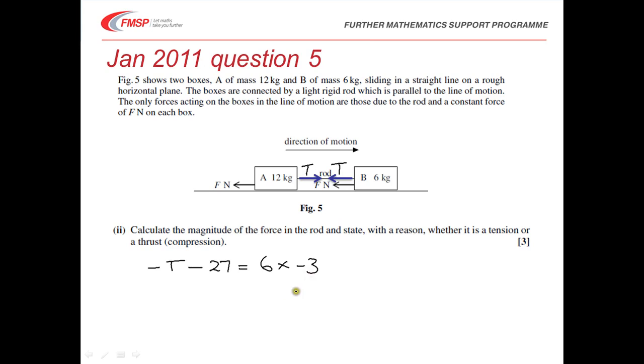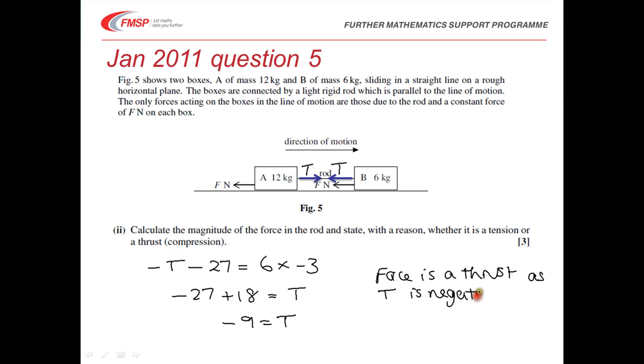Bring T over onto this side: minus 27 plus 18 is equal to T, and so T is minus 9. What does that tell me? Well, it tells me I chose the wrong direction. I thought it was a tension, but a negative tension means the force is acting the opposite way. So the force is a thrust, as T is negative. And then we can say it is a thrust of 9 newtons.